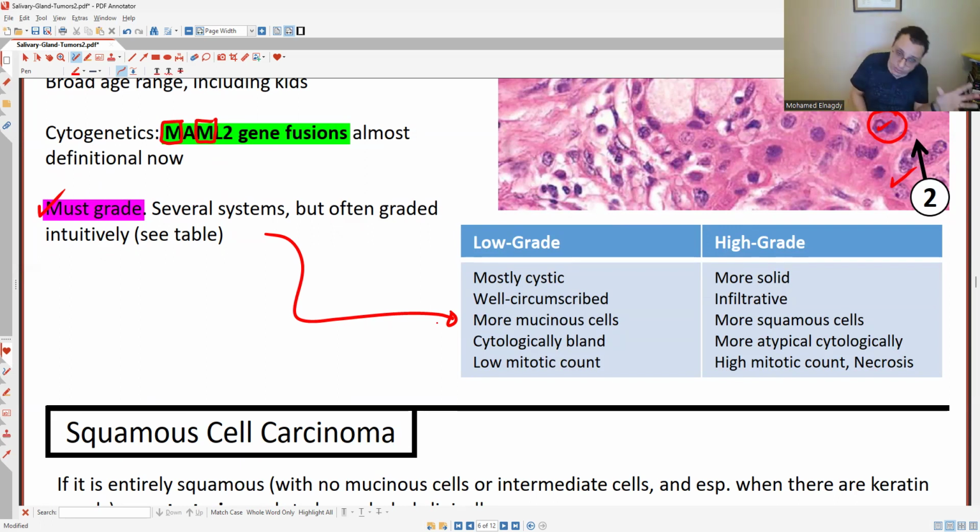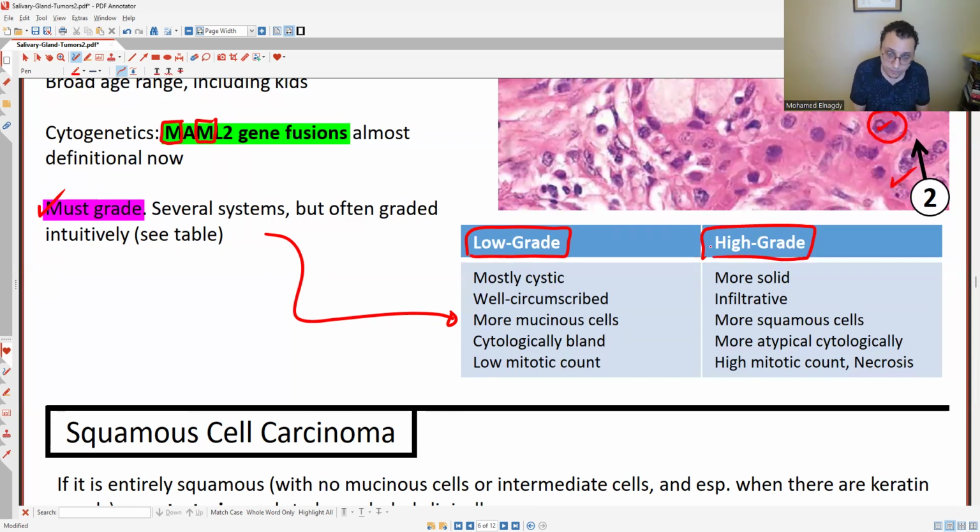Does it have more mucinous cells or more squamous cells? How many mitoses does it have? Is there a low mitotic count or a high mitotic count, with necrosis? Those are the points that you use to differentiate between low grade and high grade.